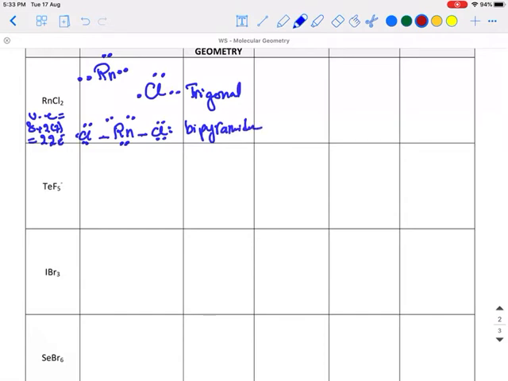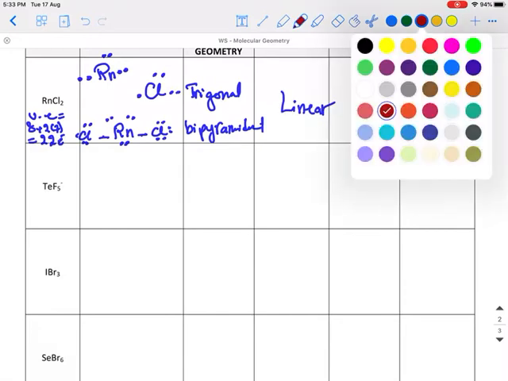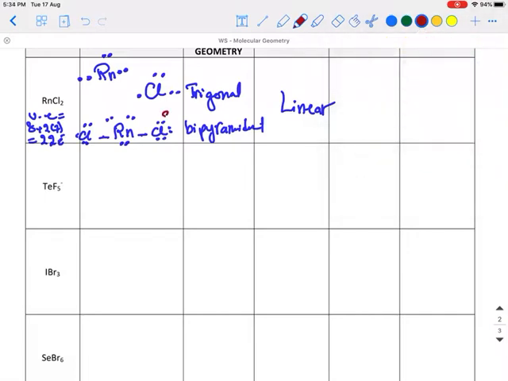Trigonal bipyramidal, but instead of 5 bonds we have 3 lone pairs, so it will be distorted and it will be linear. Is it polar? Non-polar. Chlorine is more electronegative than radon, so there is no net dipole moment, so it's non-polar.